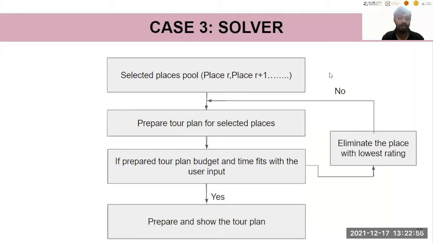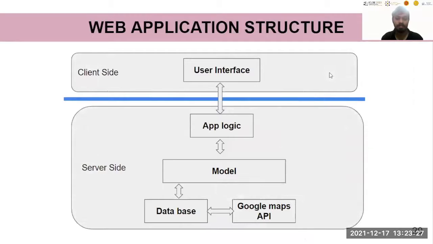So in case 3, we only have 3 or more places. So in that case, we only use the heuristic approach. First, we prepare a tour plan for the places that the user has selected. Then we compare with the constraints, and if it doesn't fit, we go for the heuristic approach and eliminate the places with the lowest rating until the user meets the constraints, and we prepare and show the tour plan when we reach a tour plan within the constraints while maximizing the satisfaction.